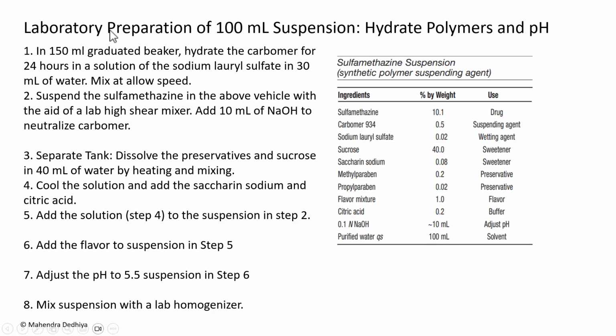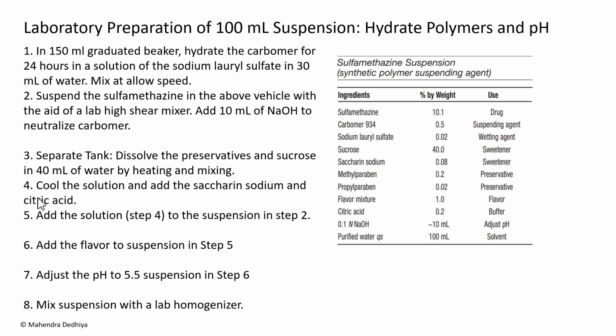Add 10 ml of sodium hydroxide to neutralize carbomer. At this point, viscosity of carbomer will increase and mixing speed needs to be adjusted to make sure the suspension is uniformly stirred. In a separate beaker, dissolve preservative and sucrose in 40 ml of water by heating and mixing. Cool it, add sodium saccharin and citric acid.